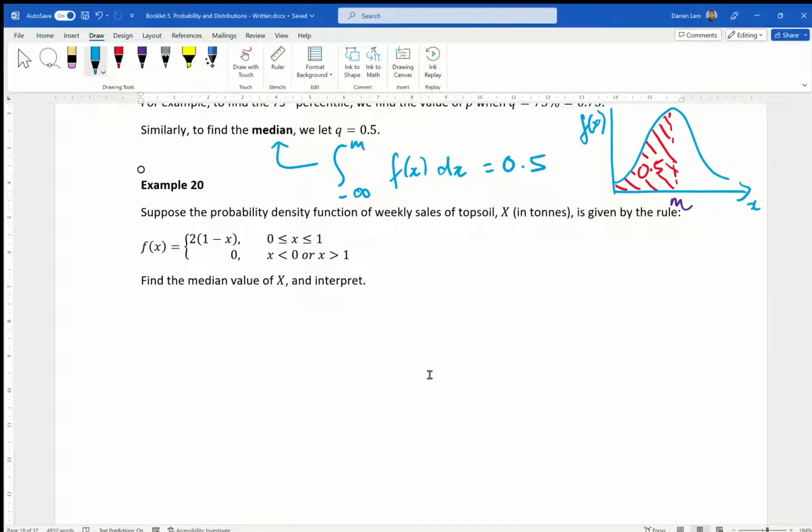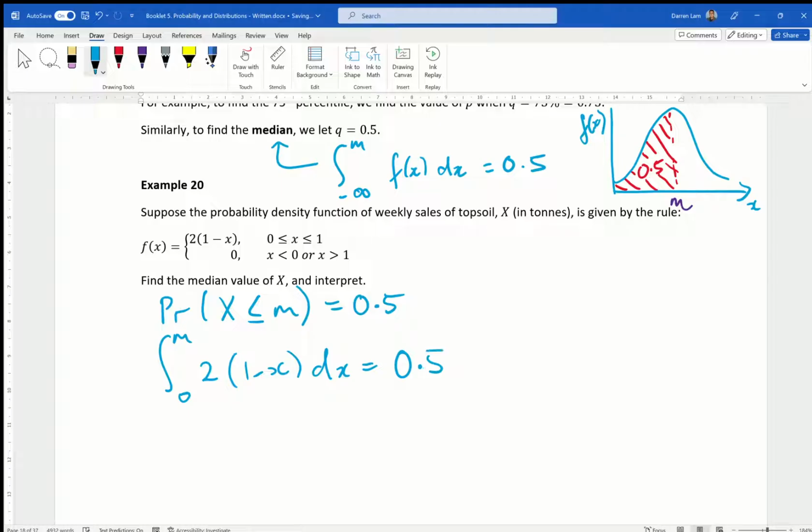Again, we're looking for the probability of x being less than or equal to m being 0.5. It makes sense to say the other way around too: if we wanted to write x is greater than or equal to m, that's fine. You'll have to flip your formula around, but we'll just stick to this one in the meantime. That is the same as saying the integral from 0 to m of 2 bracket 1 minus x dx equals 0.5. Because we're gods at integration already, I'm going to skip straight to 2m minus m squared equals 0.5. That's just your integration.